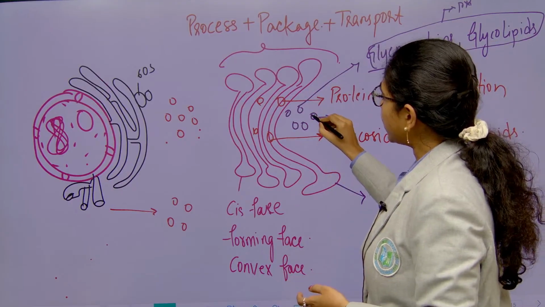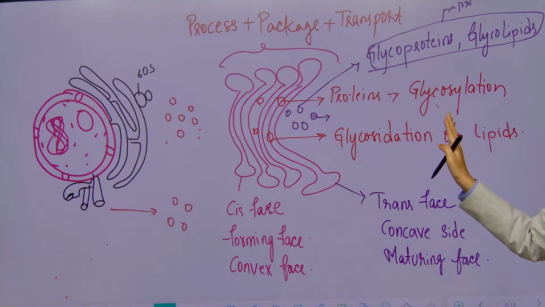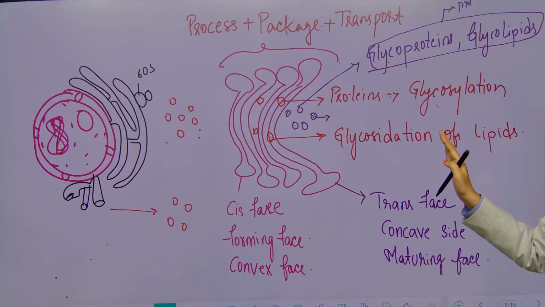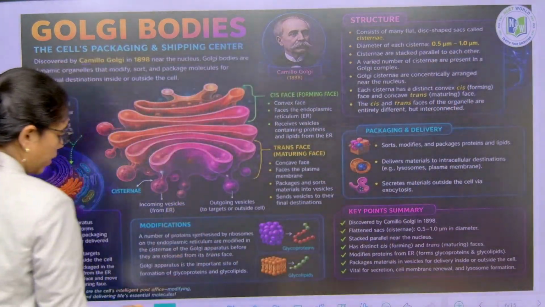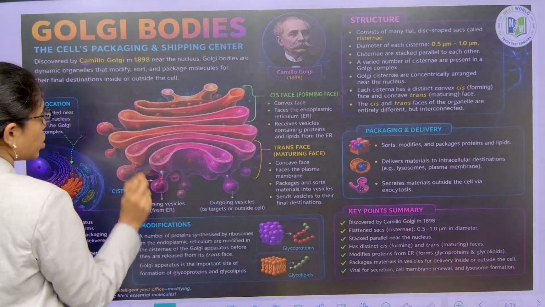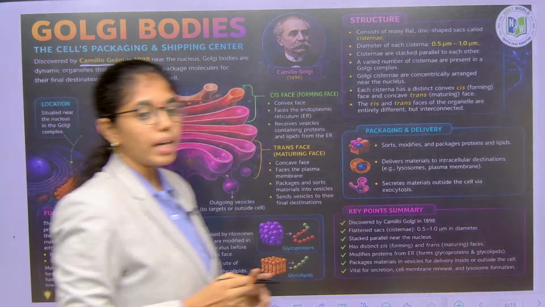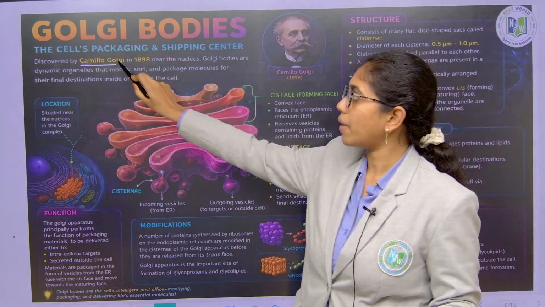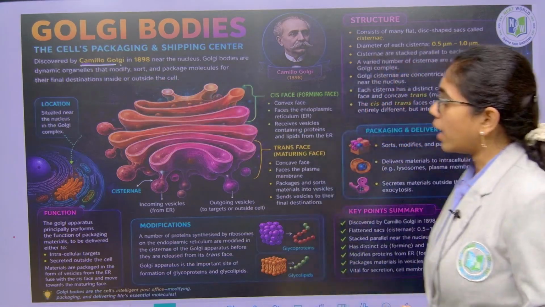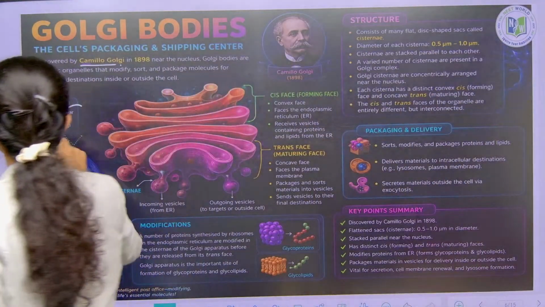Those vesicles which are rich in hydrolytic enzymes secreted from the trans face are known as what, ma? Lysosomes. Okay. Before learning about lysosomes, let us see the gist. Who discovered it? Camillo Golgi. The year is not required, just remember the scientist's name. Likewise, the endoplasmic reticulum was discovered by K.R. Porter, and Golgi bodies by Camillo Golgi. And the location is exactly near the nucleus.